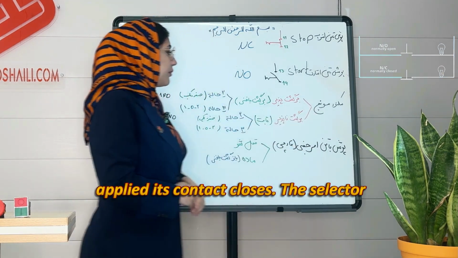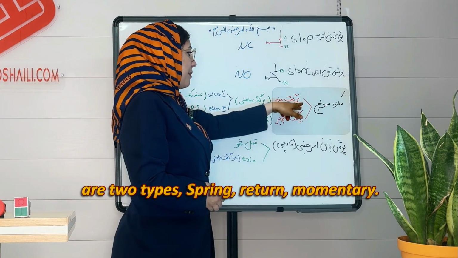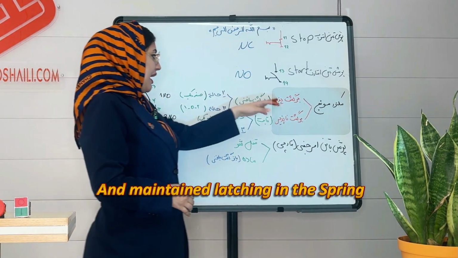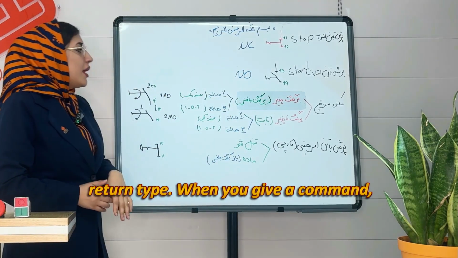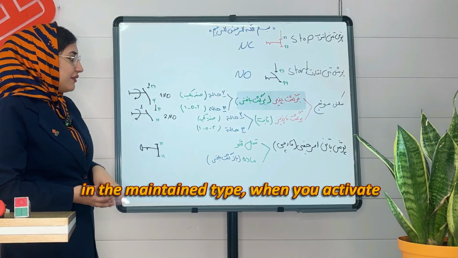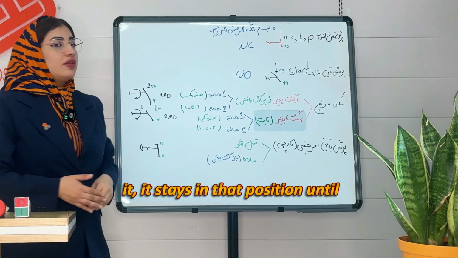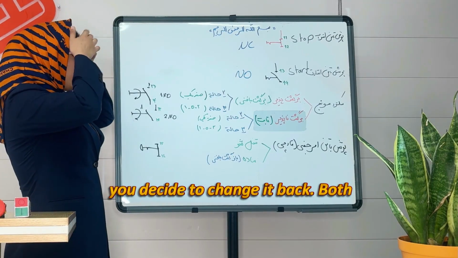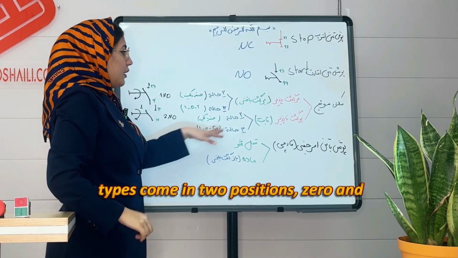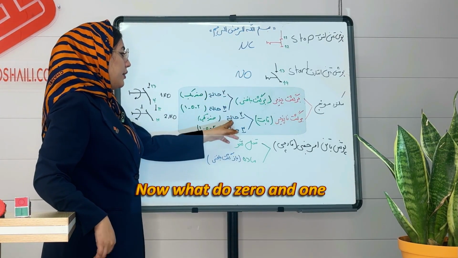The selector switch is used for giving commands. There are two types: spring return, momentary, and maintained latching. In the spring return type, when you give a command, it returns to its original position. But in the maintained type, when you activate it, it stays in that position until you decide to change it back. Both types come in two position, 0 and 1, or three position, 1, 0, 2 versions.